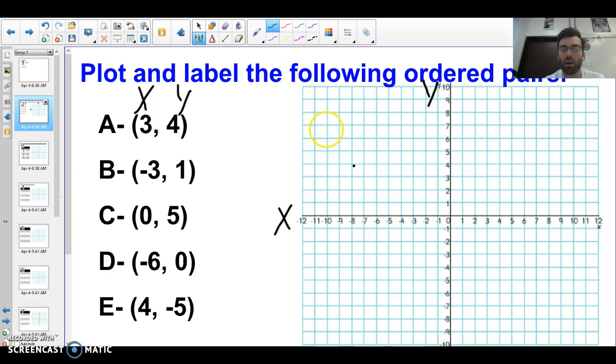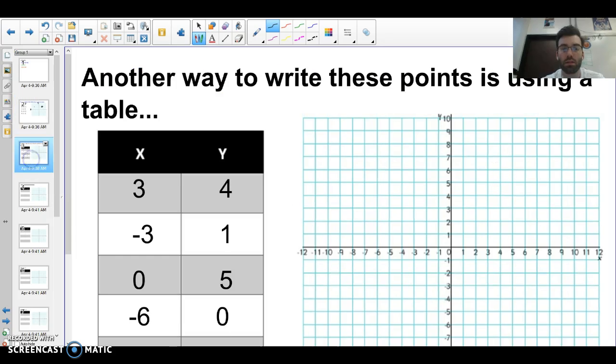So when I go to plot point A, I go over 3 to the right and up 4 and plot my point, and label that A. I'm going to go on to the second page, to the bottom half, because you see this and this.